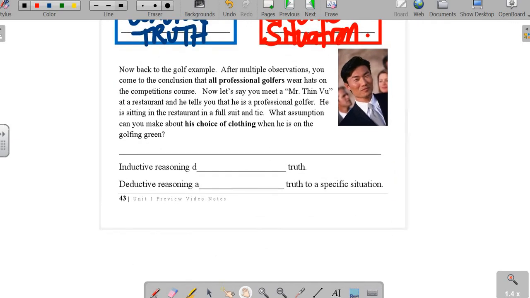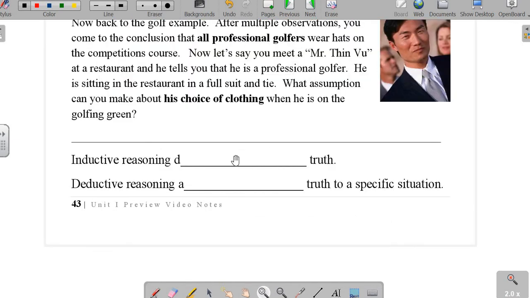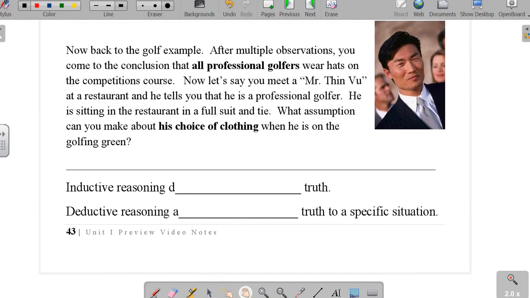Let me give you an example. Going back to the golf example, after multiple observations, you come to the conclusion that all professional golfers wear hats on the competitive course. Right here, write the word truth. You come to the general truth. This is called inductive reasoning. Just put it in as a shortcut.